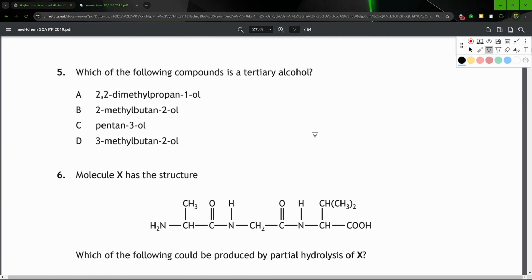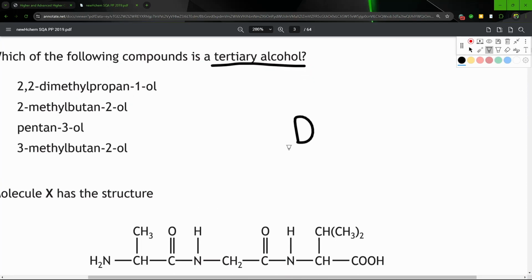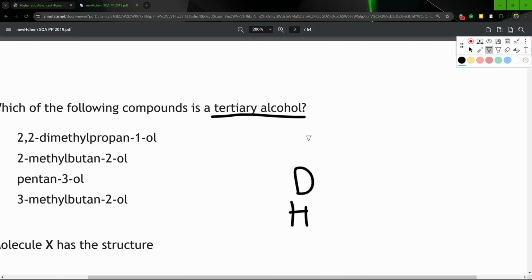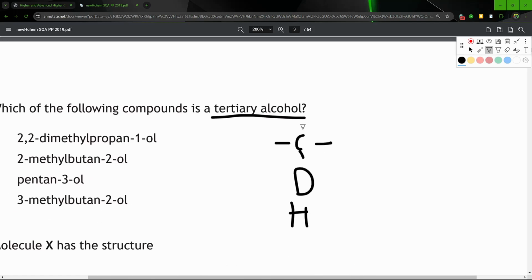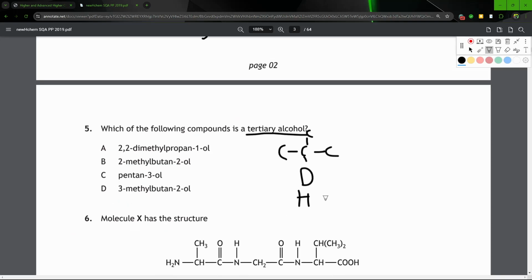Which of the following compounds is a tertiary alcohol? Now, tertiary alcohol means that the hydroxyl group, the OH, will be connected to a carbon, which is itself connected to 3 other carbons, like this. So how are we going to find this out? Well, we know it's got to be a branched chain, because if we look at our diagram, I'll have to redraw, that's not a linear thing. That's going to be a branch, which means we can get rid of C already, because that's not a branched chain molecule.